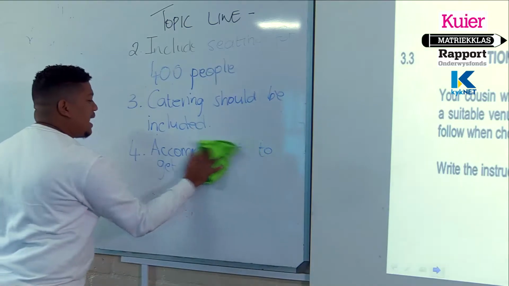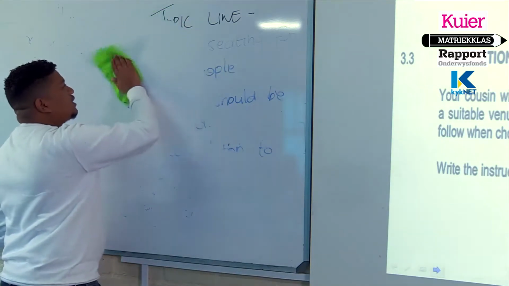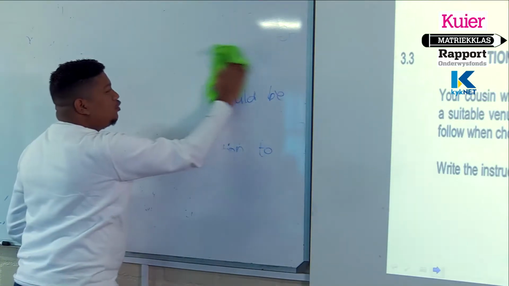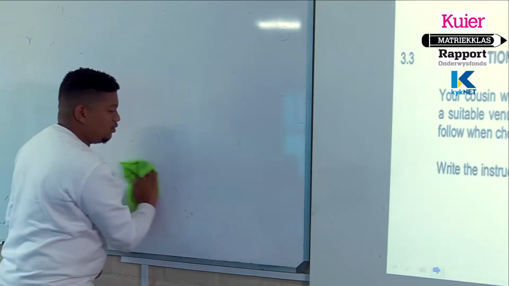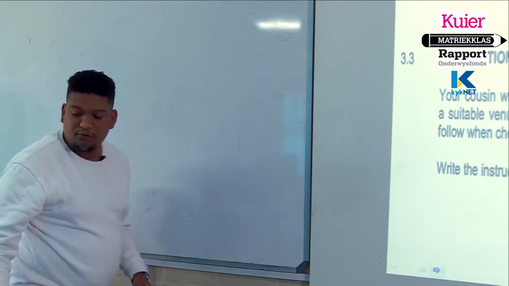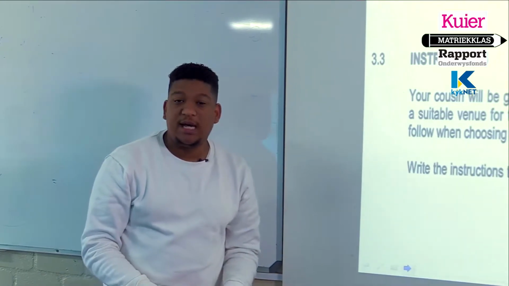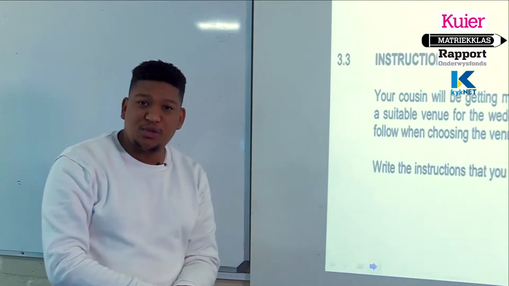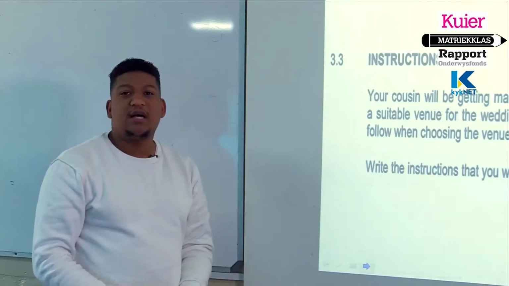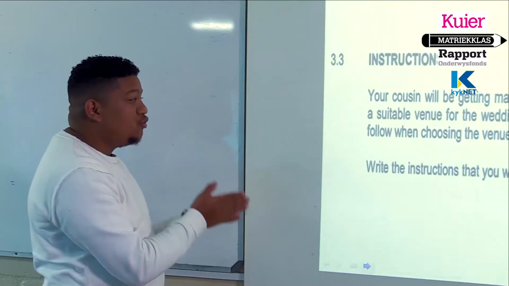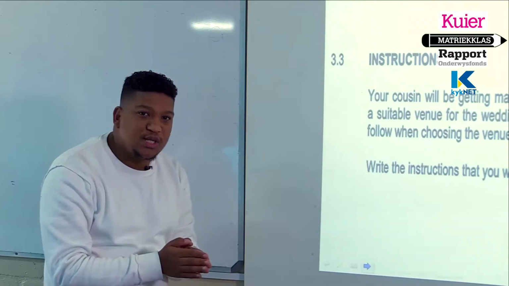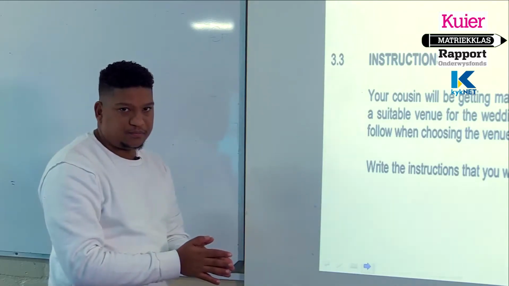And there are so many other instructions that could be included looking for this particular wedding venue. Obviously, if I'm looking for 400 people, I need parking for 400 people. If catering is included, I need to ensure that the decor is included. So those are the instructions I'm going to look for when choosing this particular venue.